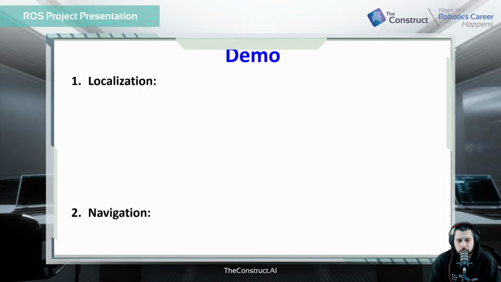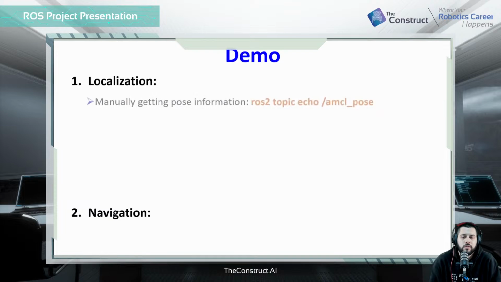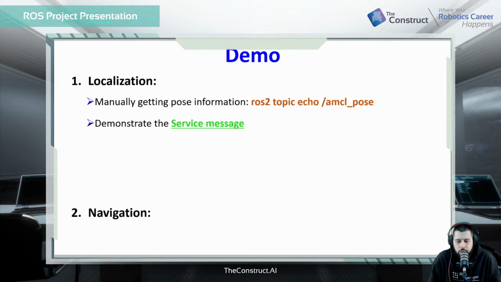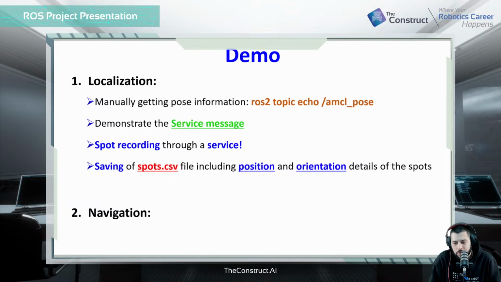So now I will give the demo of the robot. I will give 2 demonstrations. The first is localization and the second is navigation. In the localization section, I will show how we can manually get pose information from the AMCL_pose topic. And then I will demonstrate the service message which I created to record the different spots using a service. And then I will also demonstrate the saving of the spots file, which includes the position and orientation details of the spots. And in the navigation section, I will show the robot navigating to the desired spots using an action client.